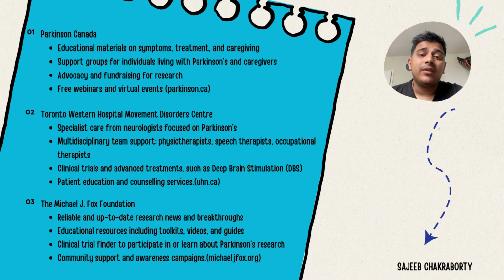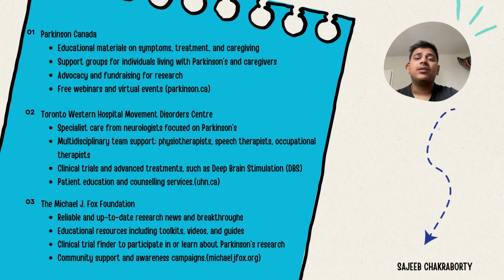And let's talk about what Western offers. They offer neurology specialists who design personalized care plans, and also access to a physiotherapist, occupational therapist, and speech therapist, and also advanced treatment like deep brain stimulation, called DBS, and also ongoing research trials for eligible patients. It is one of the best places for managing complex cases of Parkinson's, especially in Ontario.